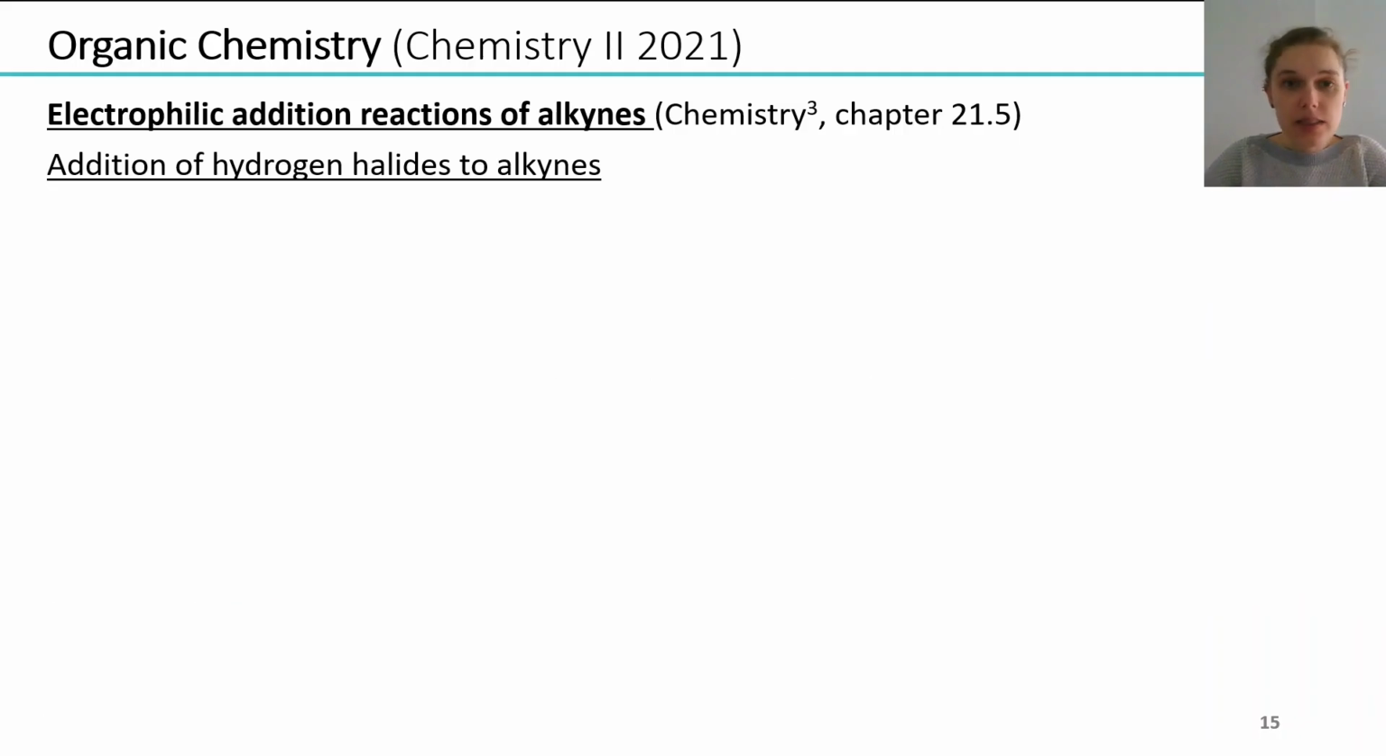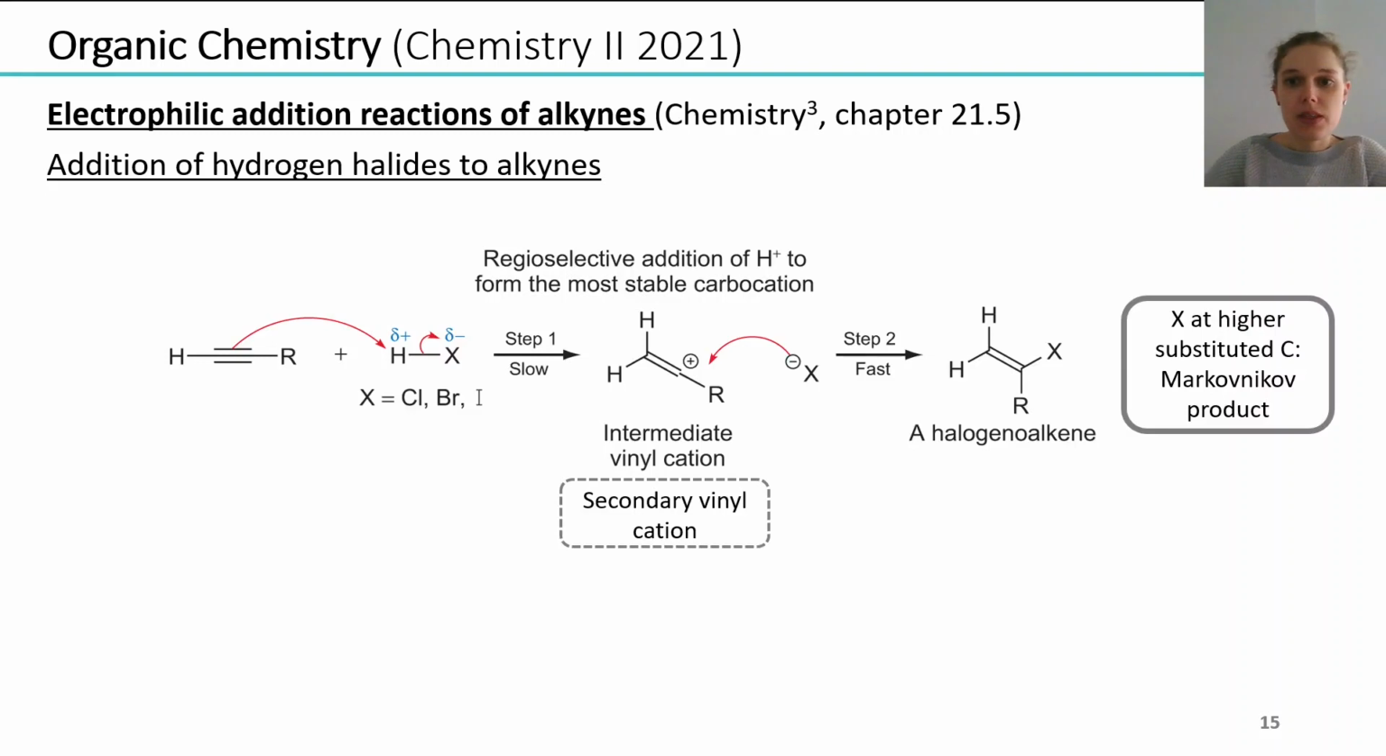Similar to alkenes, alkynes also react via electrophilic addition reactions. If we have alkynes, then the triple bond acts as a nucleophile, and the reaction mechanism is very similar to that we just discussed for alkenes. So let's start with the addition of hydrogen halides to alkynes. Alkynes react with hydrogen halides in a two-step reaction to produce halogenoalkenes, which are also called vinyl halides.